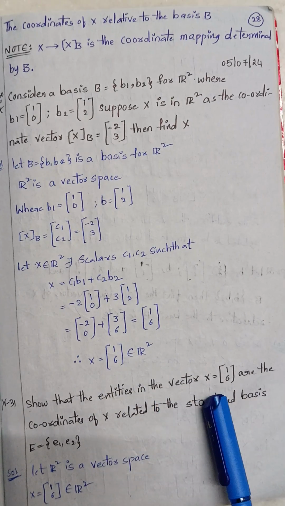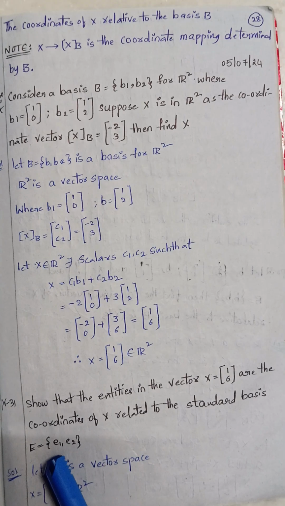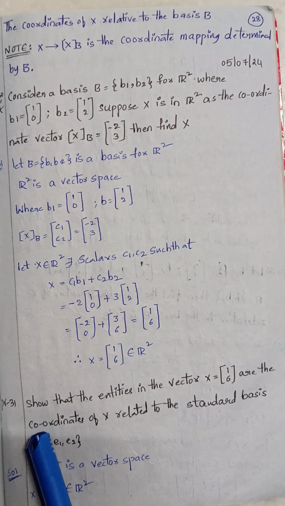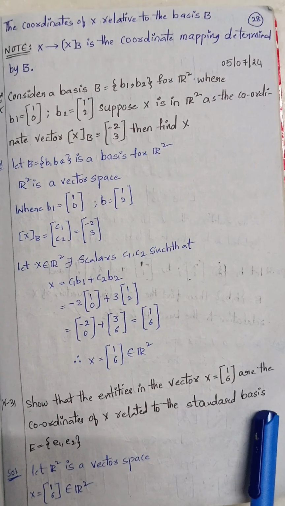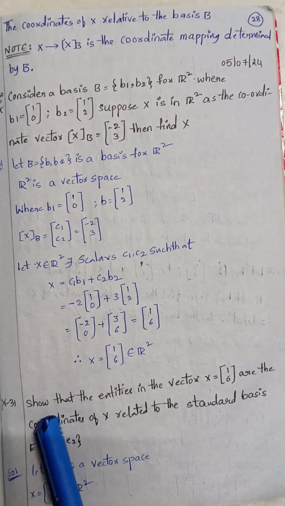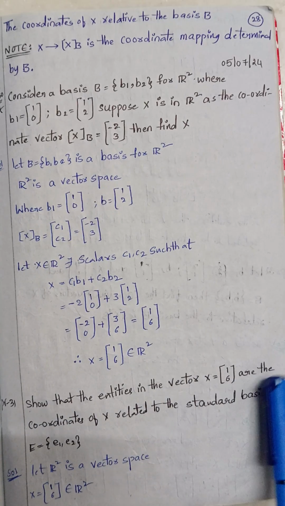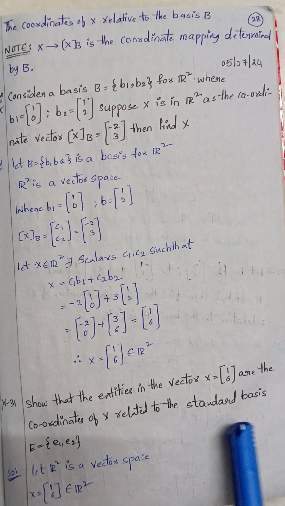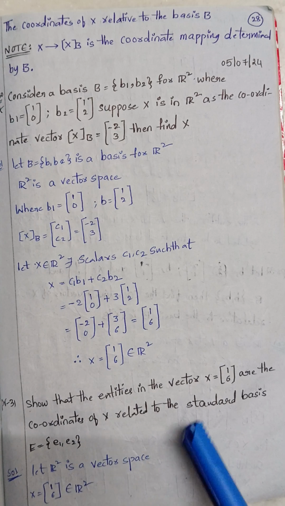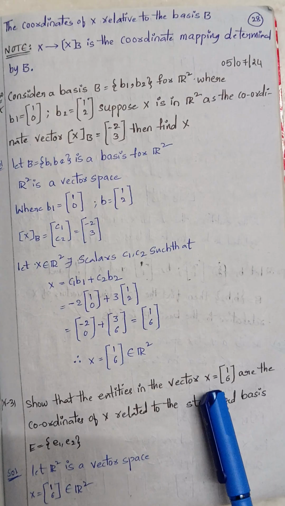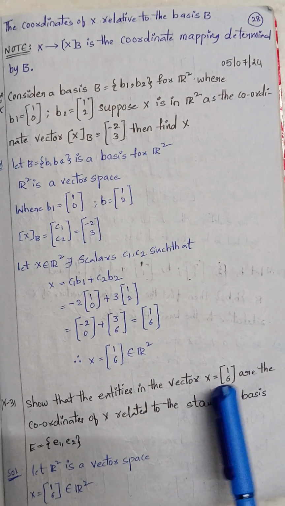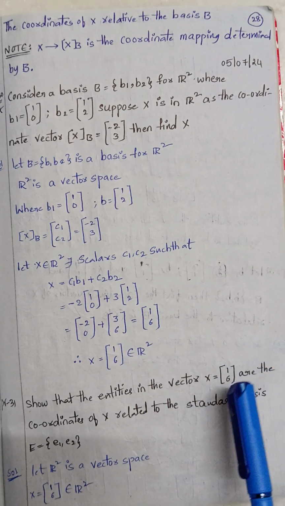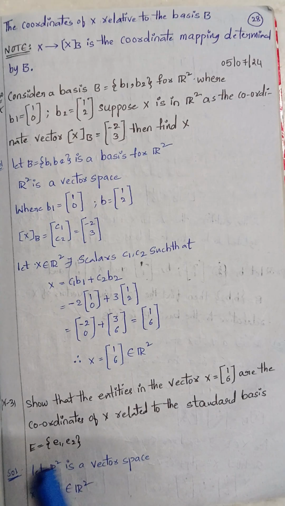Similarly, if x is given, we need to find the coordinates of x relative to the standard basis. Here we need to show that the entries in the vector are the coordinates of x relative to the standard basis e1, e2. That means these are the entries in x, and [x]_B is also the same, (1, 6), when the basis is the standard basis.